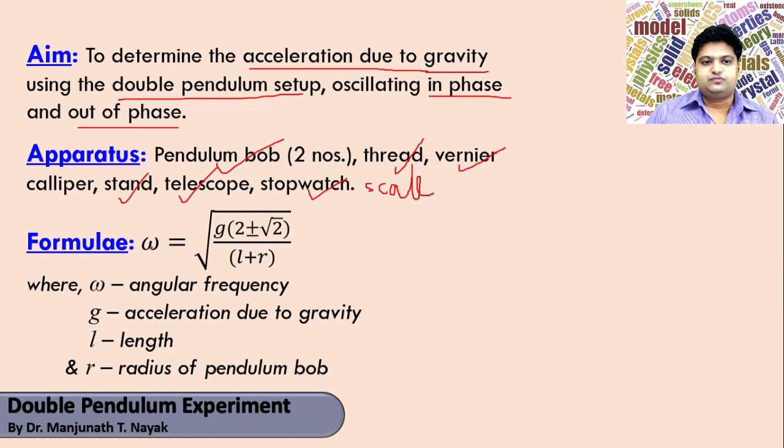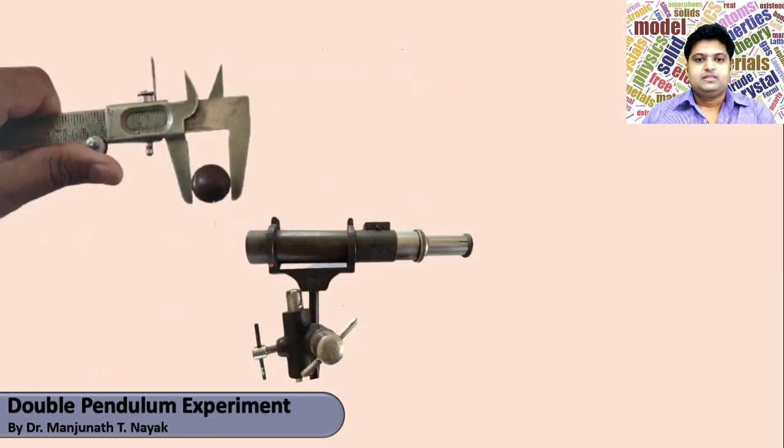The formula that you will be using is just one simple formula, that is angular frequency equal to square root of g times (2 plus or minus root 2) upon L plus R. The plus sign you'll use when you are calculating for out of phase oscillation, and the minus sign you'll use when you are doing calculations for in phase oscillations. And of course g, L and R mean acceleration due to gravity, length of the thread that you'll be using, and radius of the bob, respectively.